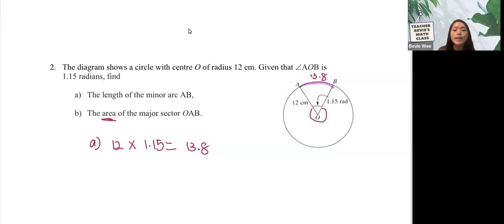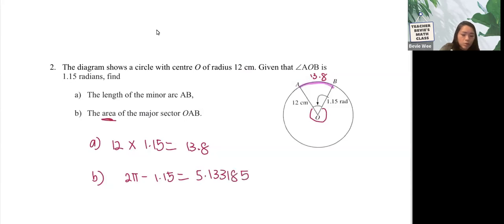And 2 pi, does it matter whether I press it in degree or radian mode? It doesn't matter. Your pi value is going to stay the same, 3.14159, whether is it in degree or radian mode. But just to play safe, I'm going to change this to radian once I see that it's a radian question. All right, so it's 2 pi minus 1.15 to find the reflex angle. Pi is the normal pi that we have always been pressing. I get 5.133185307.